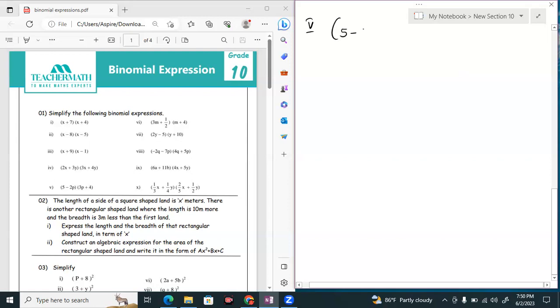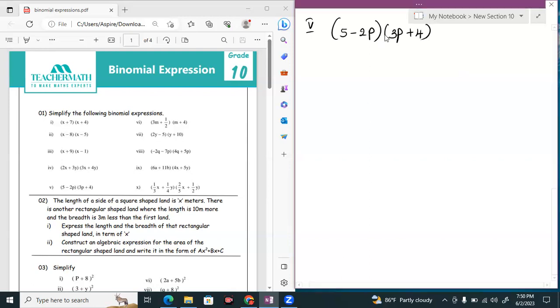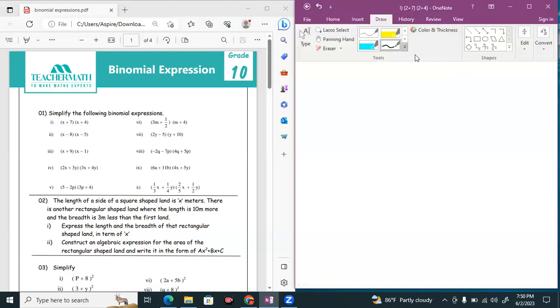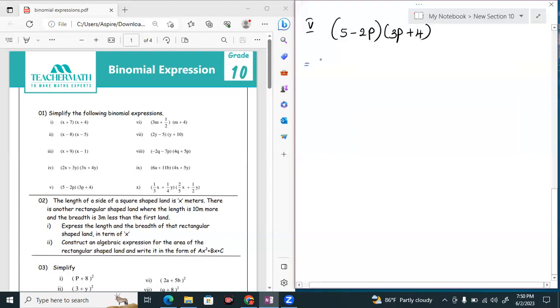Five minus 2p, 3p add 4. Then look at 5 into 3p added 4.